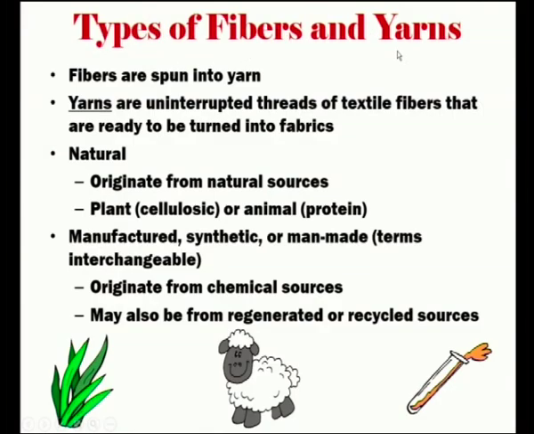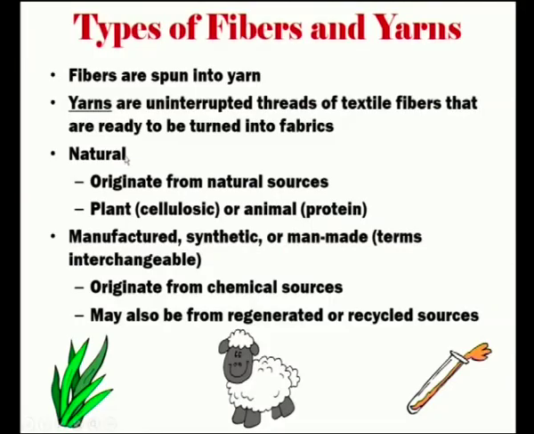Types of fibers and yarns. Fibers are spun into yarn. So, whatever fiber can be converted to yarn. Yarns are continuous threads of textile fibers that are ready to be turned into fabrics. So, in between fiber and fabric, if a number of fibers are connected together and made into a thread, that is called yarn, which has more strength than fiber.